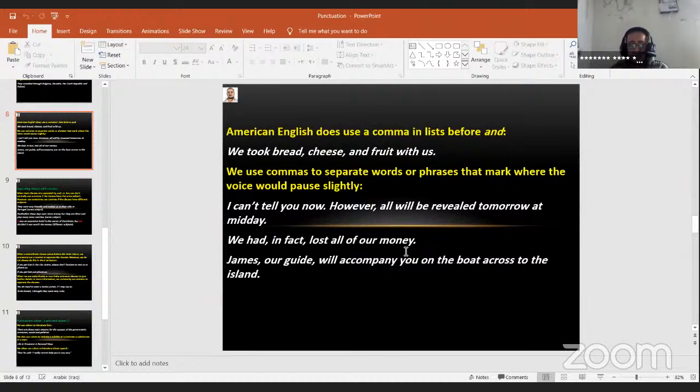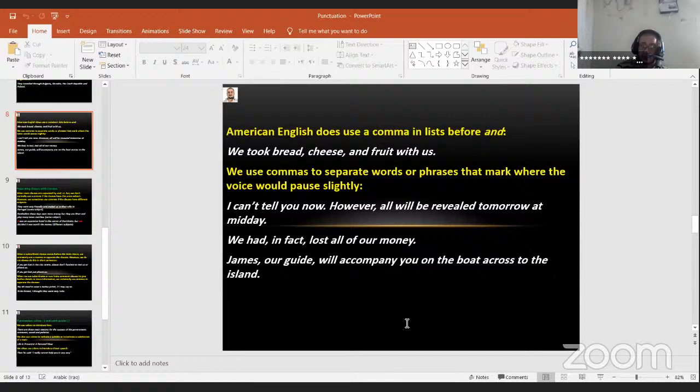Now, the second sentence: We had, in fact, lost all of our money. We add two commas before and after an extra expression because the original sentence is 'we had lost all of our money'. When we added 'in fact' as an extra expression, we added a comma before and a comma after. That means we preceded it with a comma and followed it with another comma. Let's see the other one.